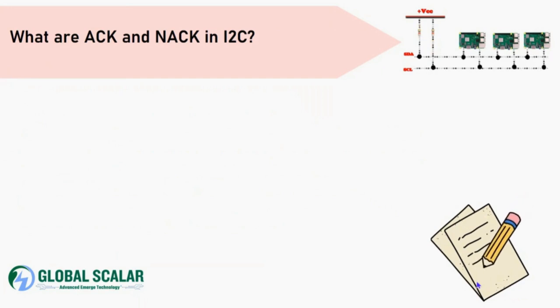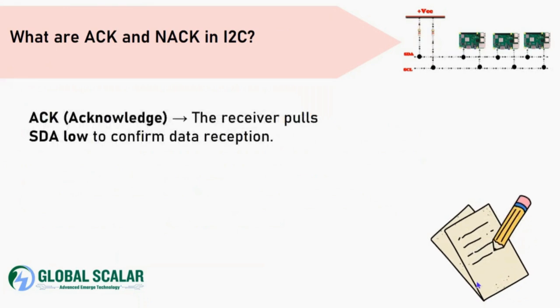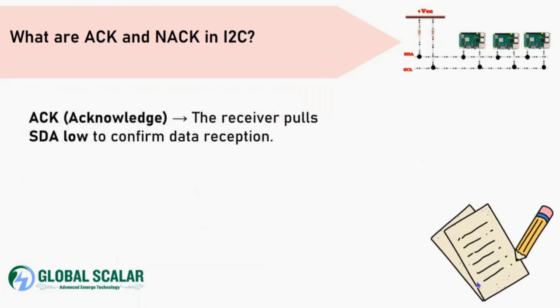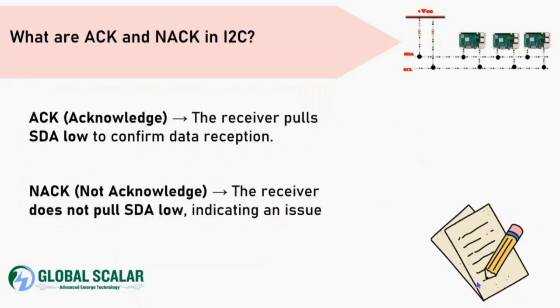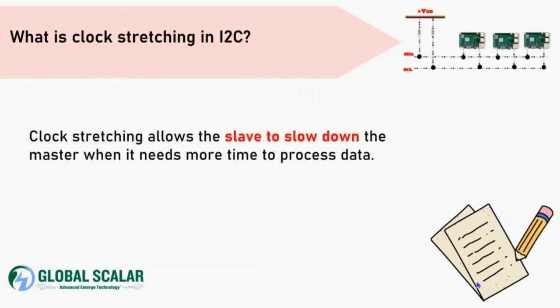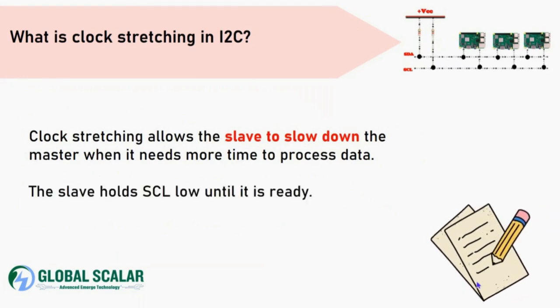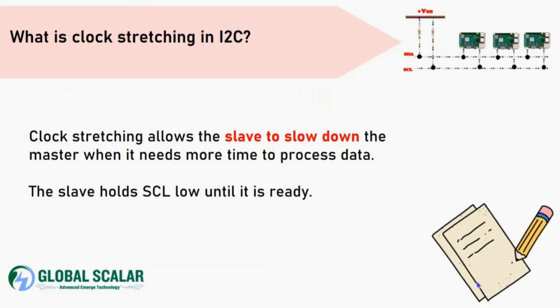What are acknowledgement and not acknowledgement in I2C? Acknowledge is when the receiver pulls the serial data line low to confirm data reception. Not acknowledgement is when the receiver doesn't pull the serial data line low, indicating an issue. What is clock stretching in I2C? Clock stretching allows the slave to slow down the master when it needs more time to process data. The slave holds the serial clock low until it is ready.